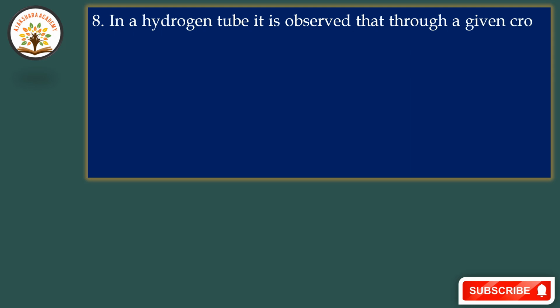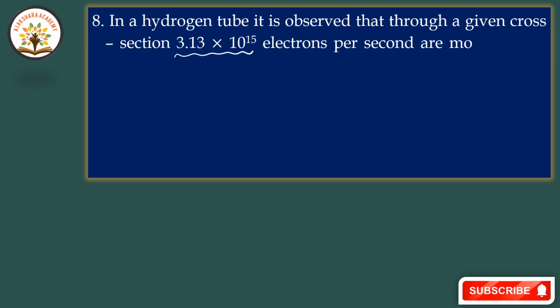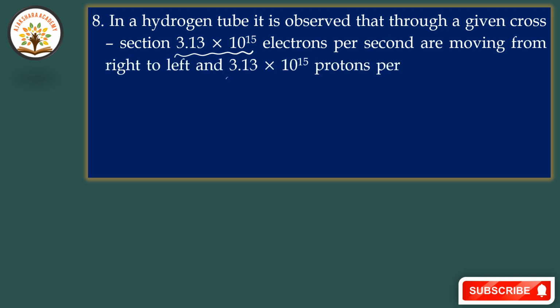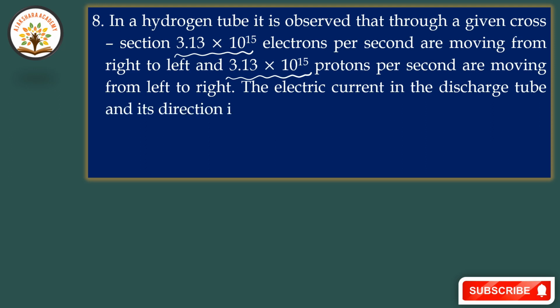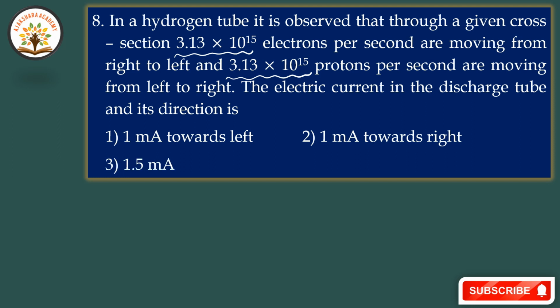Okay. Now next we will go to the next question. In a hydrogen discharge tube, it is observed that through a given cross section 3.13 into 10 to the power 15 electrons per second are moving from right to left and 3.13 into 10 to the power 15 protons per second are moving from left to right. The electric current in the discharge tube and its direction is, here we have to calculate the current and its direction.